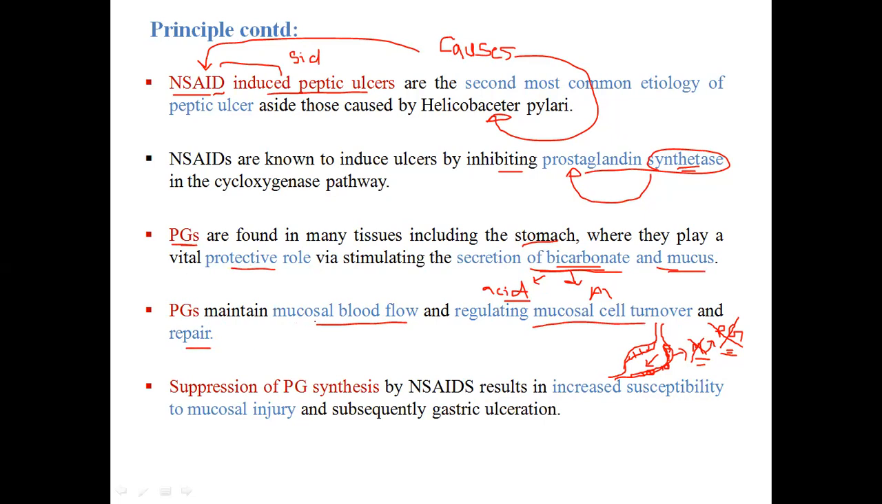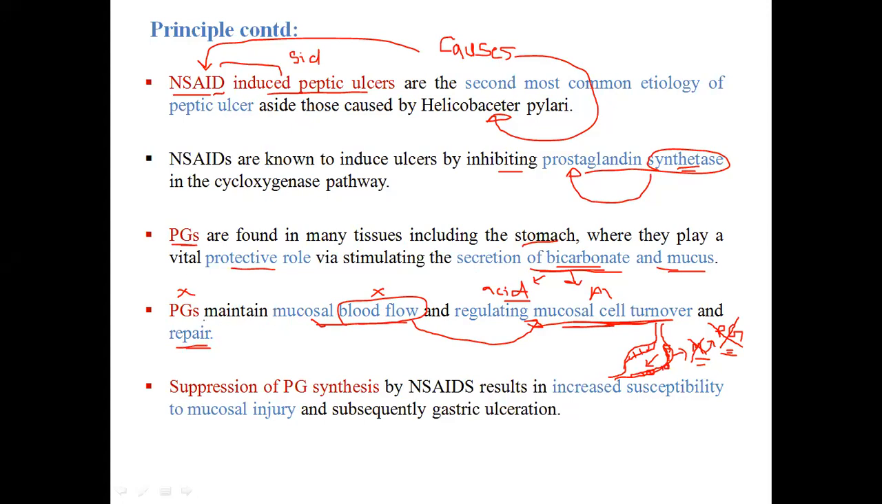Now see, it is controlling blood flow to the mucosa. Now you can imagine if this is not present, blood flow will not be proper, and if blood flow is not proper, then mucosal cells may die. To link this with this one, it regulates mucosal cell turnover, meaning synthesis, formation of the mucosal cell. And again, it is helping in repair.